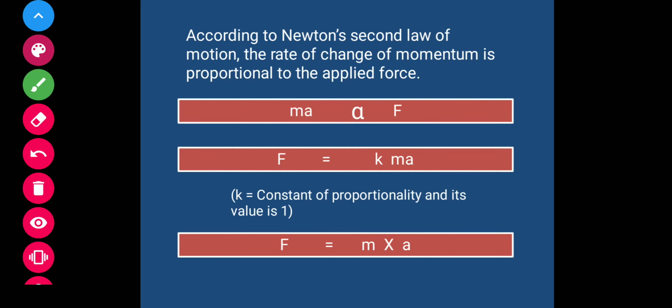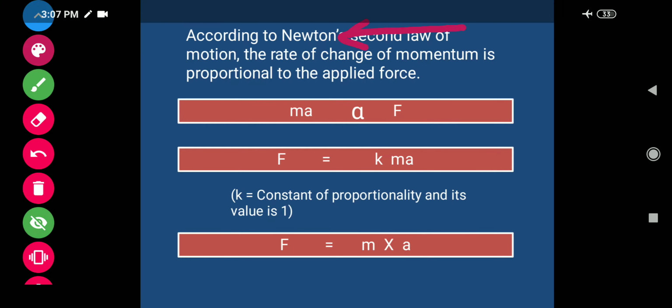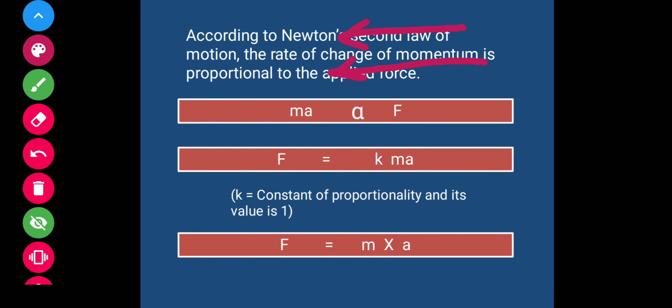Now, according to Newton's second law of motion, the rate of change of momentum is directly proportional to the applied force, and the change of momentum occurs in the direction of the force. Suppose I am applying a force in this direction, the momentum change will occur in this direction. Suppose I am applying a force in this direction, the momentum change will occur in this direction.